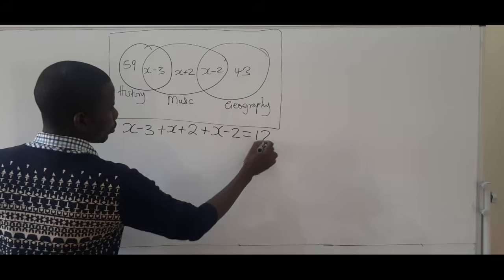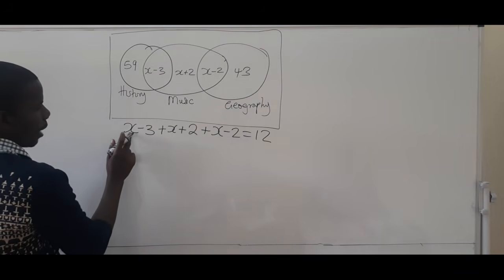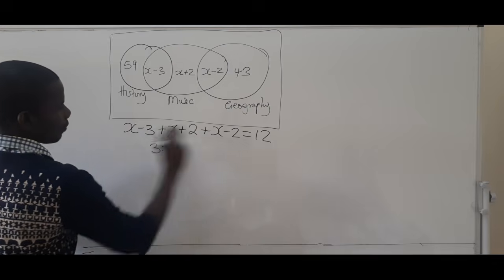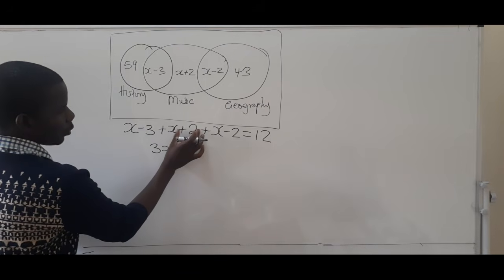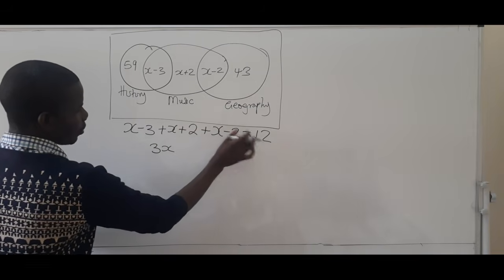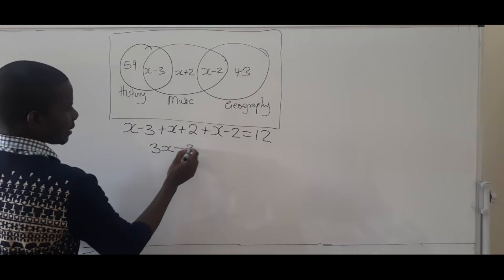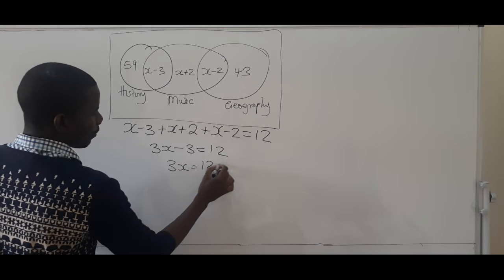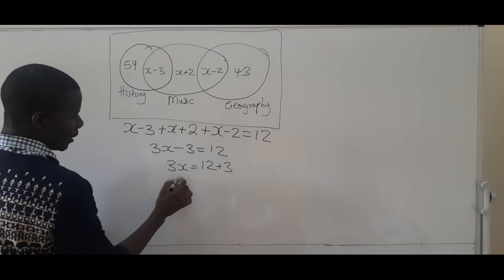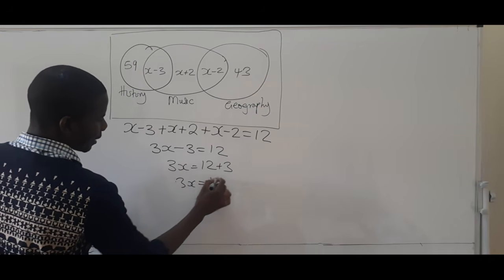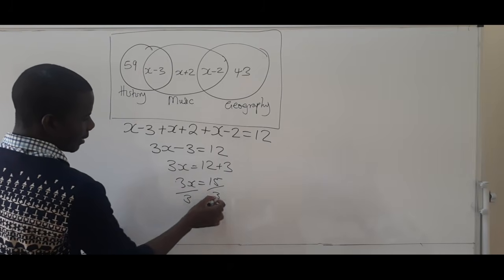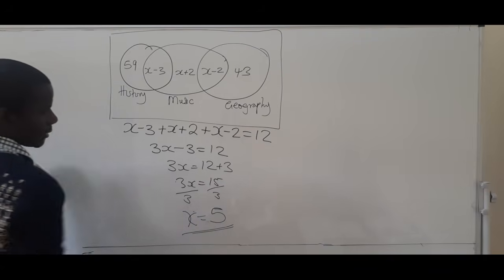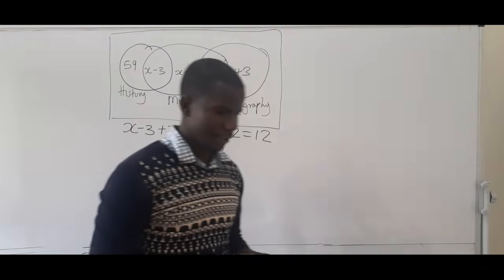We need to equate this to 12. So how many x's do we have? 1, 2, 3. So I'm going to have 3x because all of them are positive. Then this 2 is a positive and this 2 is a minus, so this will give us 0. Then we have minus 3 is equal to 12. 3x is equal to 12 plus 3, so 3x is equal to 15. Dividing both sides by 3, x is equal to 5. This is the value of x.